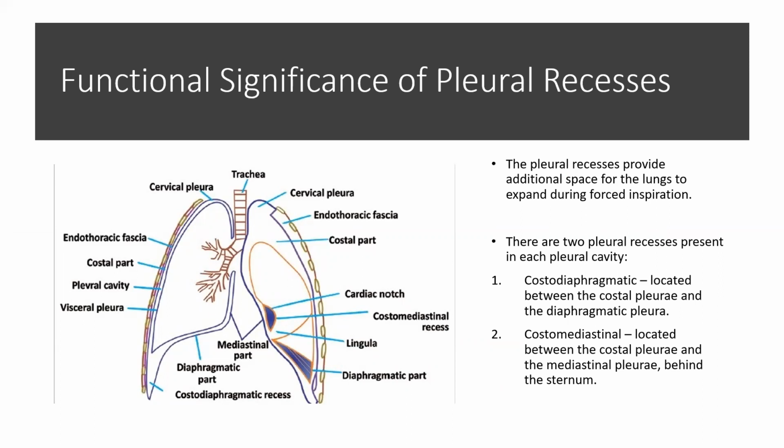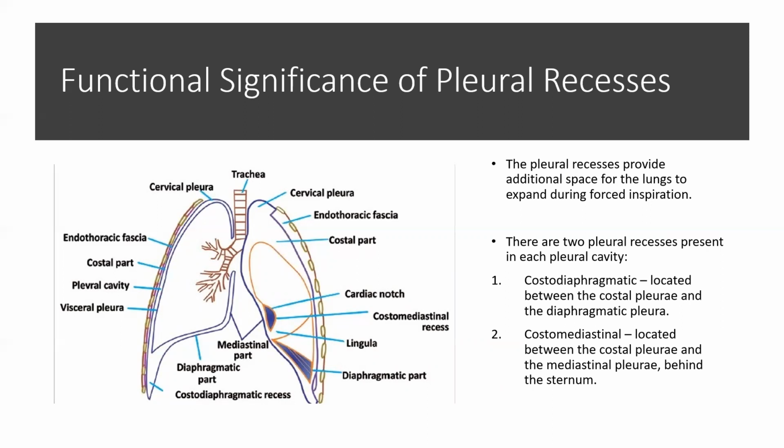So there's 2 pleural recesses, as mentioned before. You have your costodiaphragmatic recess. Now that's the largest out of the 2, and it's located between the costal and your diaphragmatic pleura of right and left pleural cavities. They occur at the costal reflection, where the costal pleura becomes continuous with the diaphragmatic pleura.